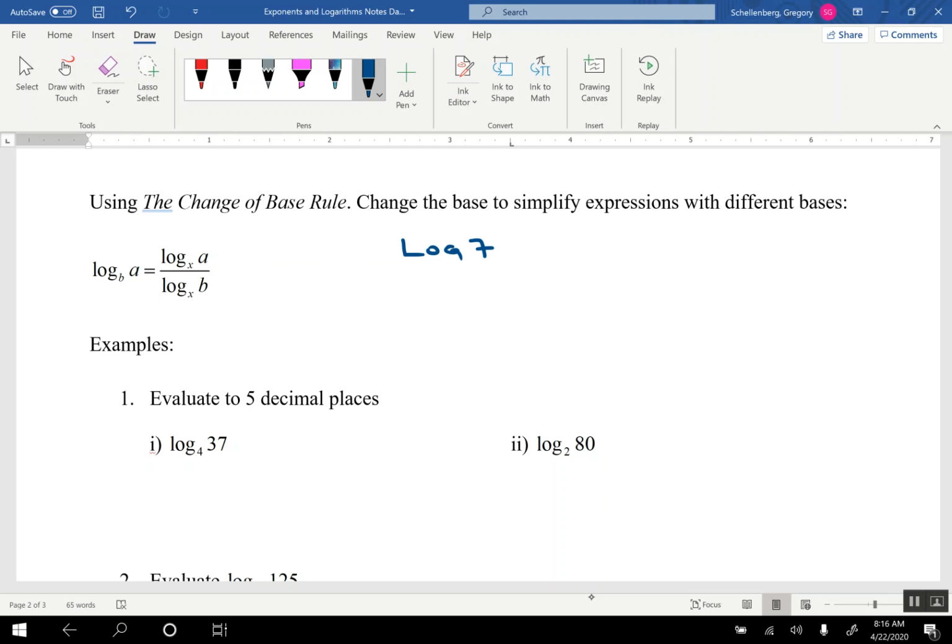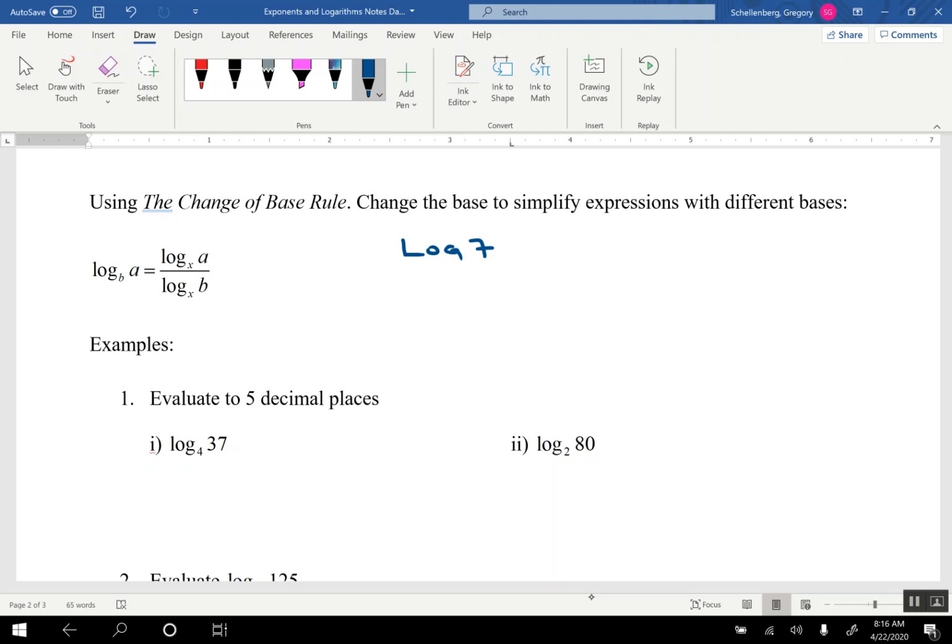Now, most of our calculators are set up to work in base 10, and we can't actually change the base in the calculator. There are some special calculators around where you can change the base, but for the most part, they are set to base 10 logarithms. This is where change of base comes into play.